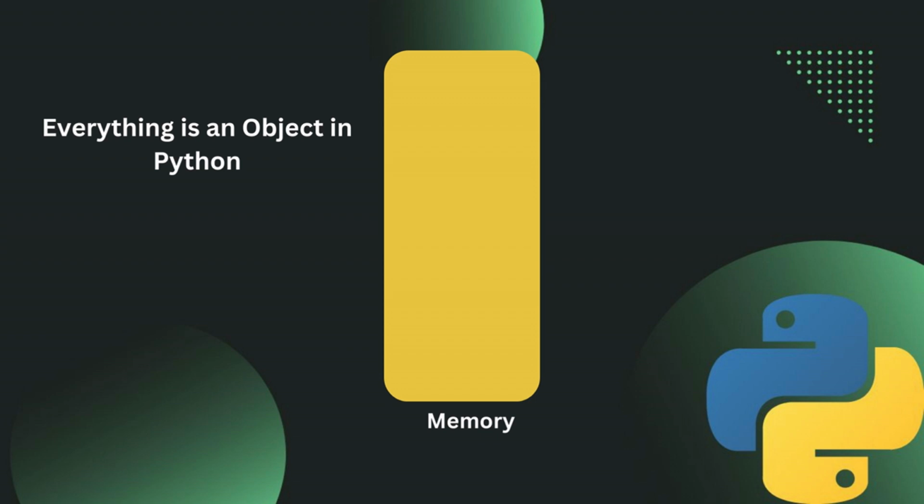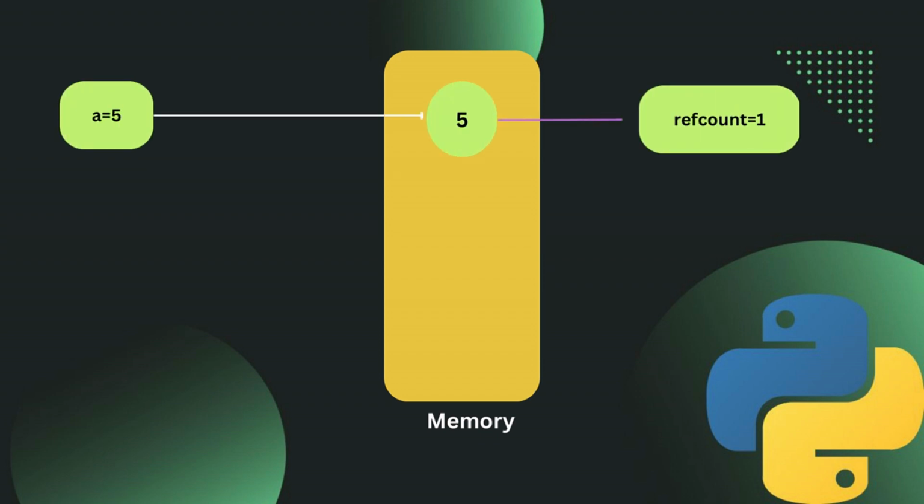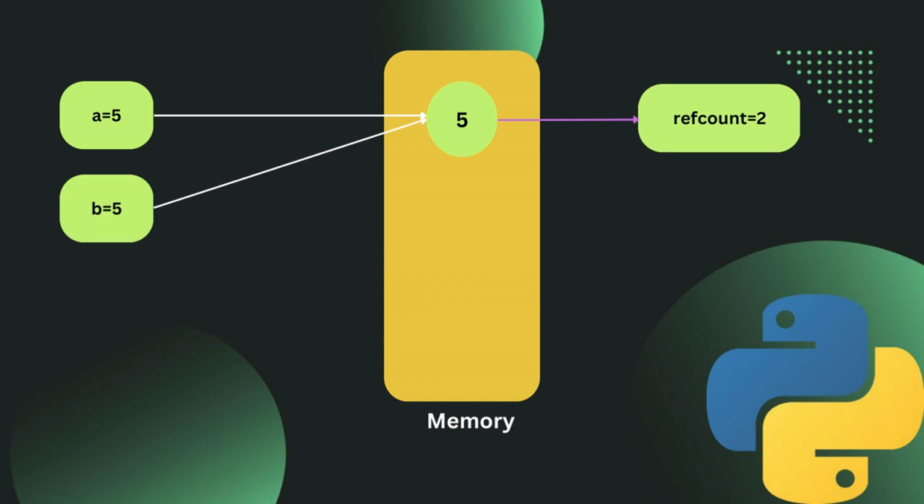So consider a case now, my memory area is absolutely free, nothing is there, and I create a variable A and assign value 5 to it. When I create this variable, the object 5 will be created in memory and for each object the reference count will be maintained. For now, for object 5, there is only one reference, which is A. Hence, the reference count for the object is 1.